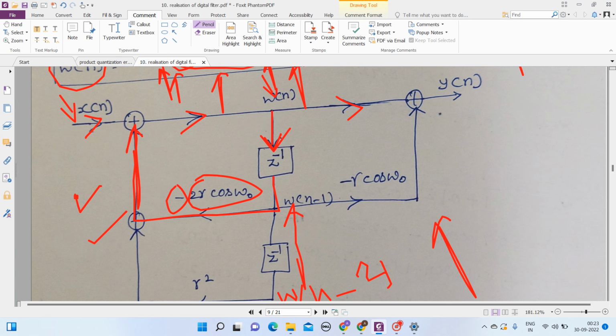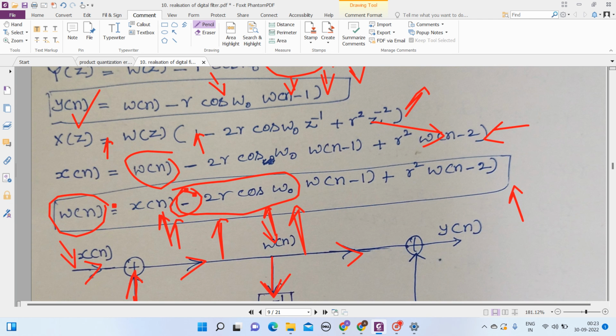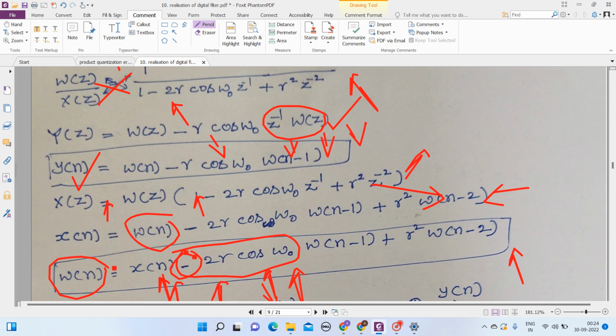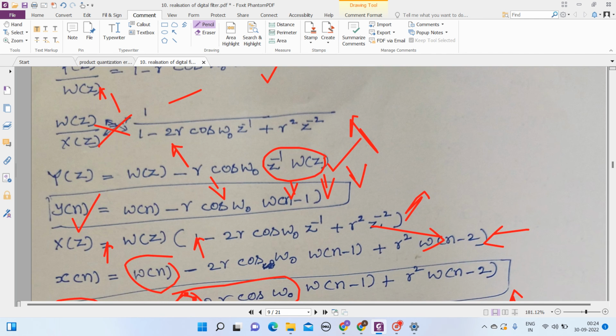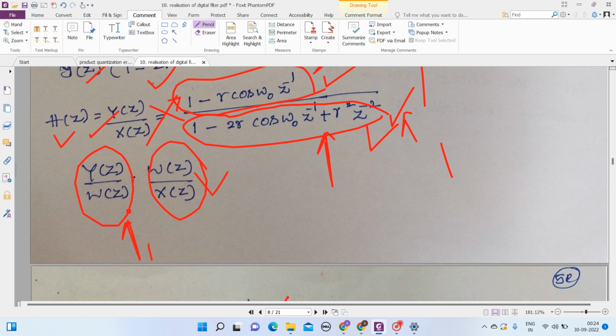This structure is very easy when compared to the cascade and parallel structures. Direct form 1 also is very easy. Direct form 1 and direct form 2 structures are very easy to draw when compared to cascade and parallel. Okay, see here, I will show you simply how to write.